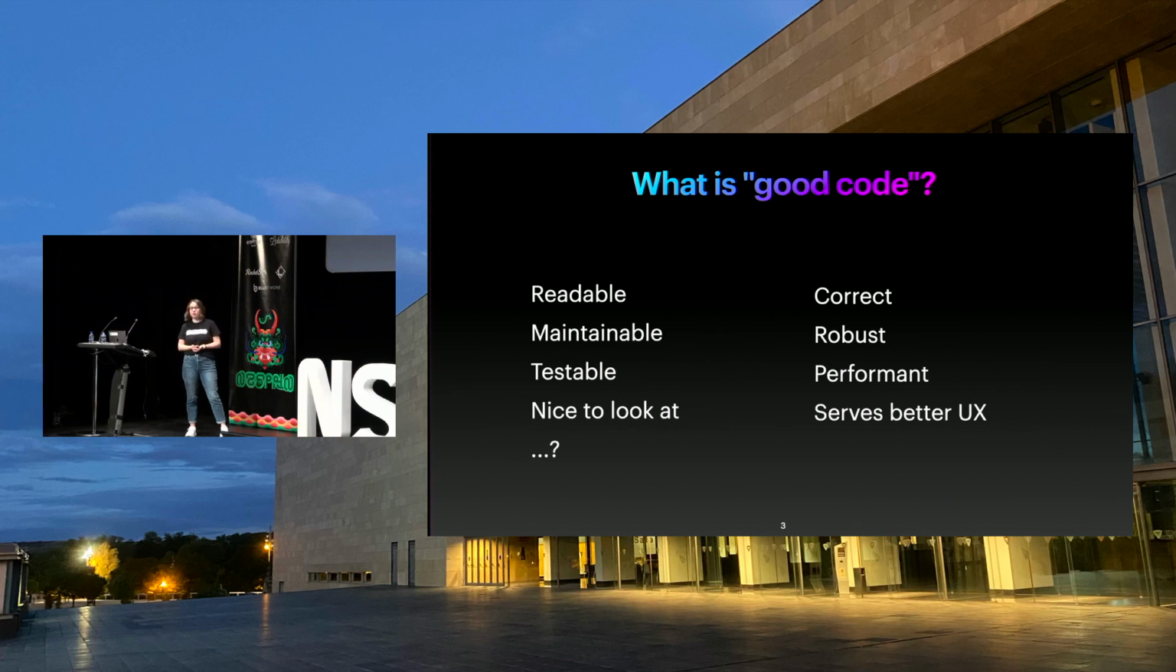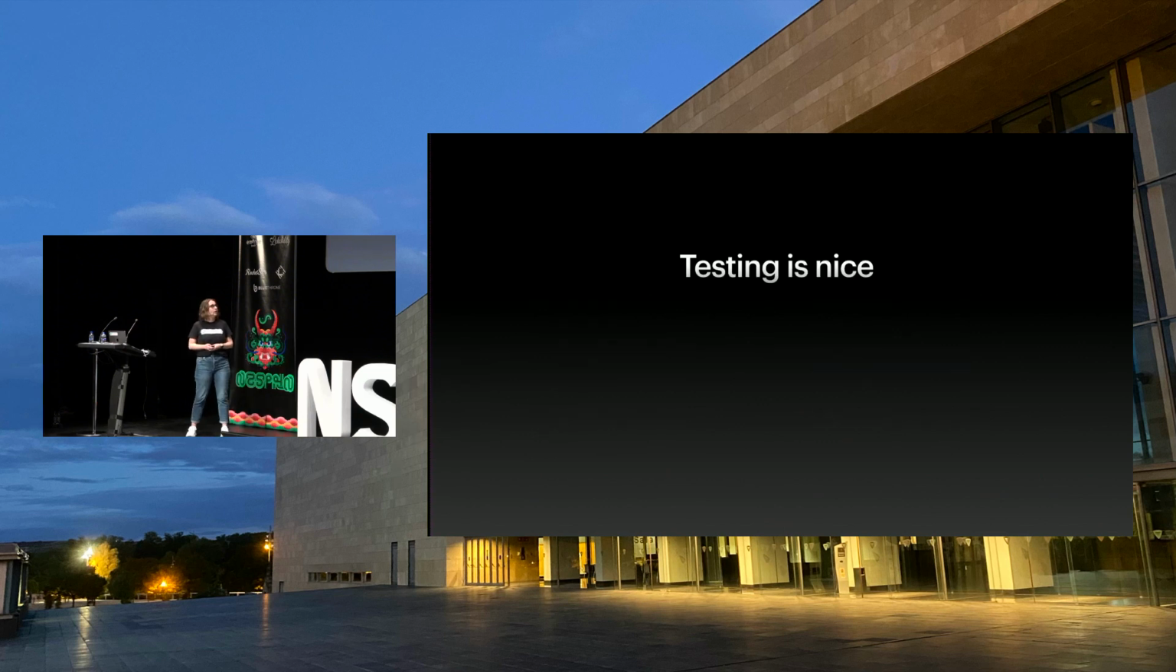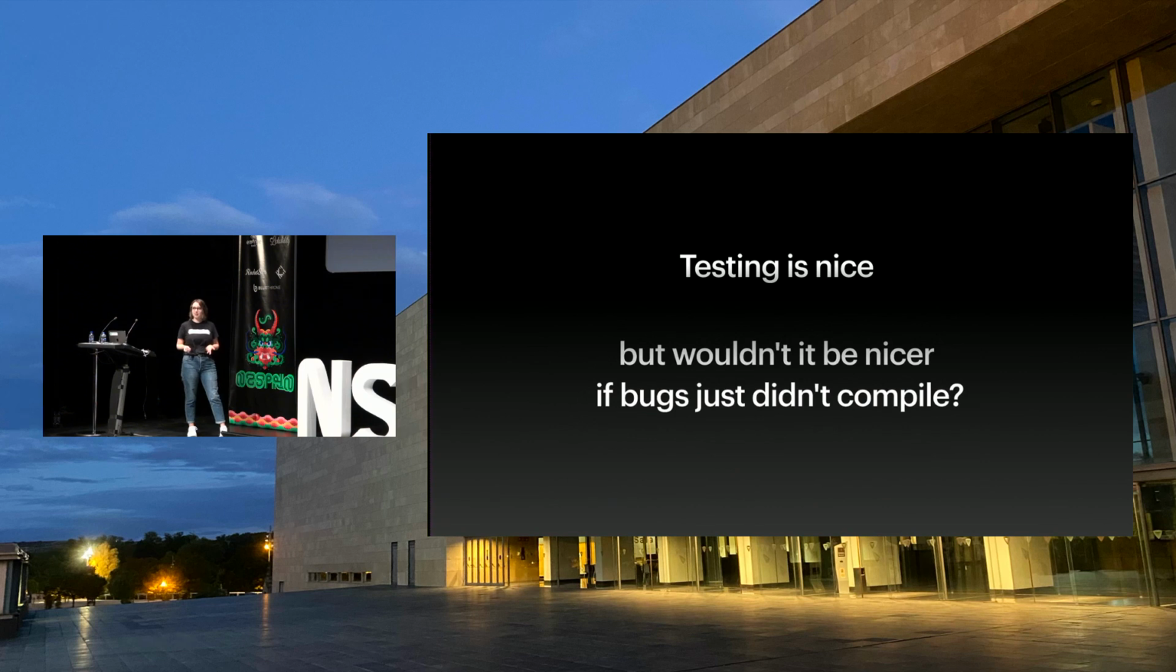And today in my talk, I want to focus on these two things, correct code and robust code, and show you a few techniques there. So how do we usually check that our code is correct? We test it. We test it manually or using automated tools. But wouldn't it be nice if code that has bugs just didn't compile? That's what I want to focus on today.